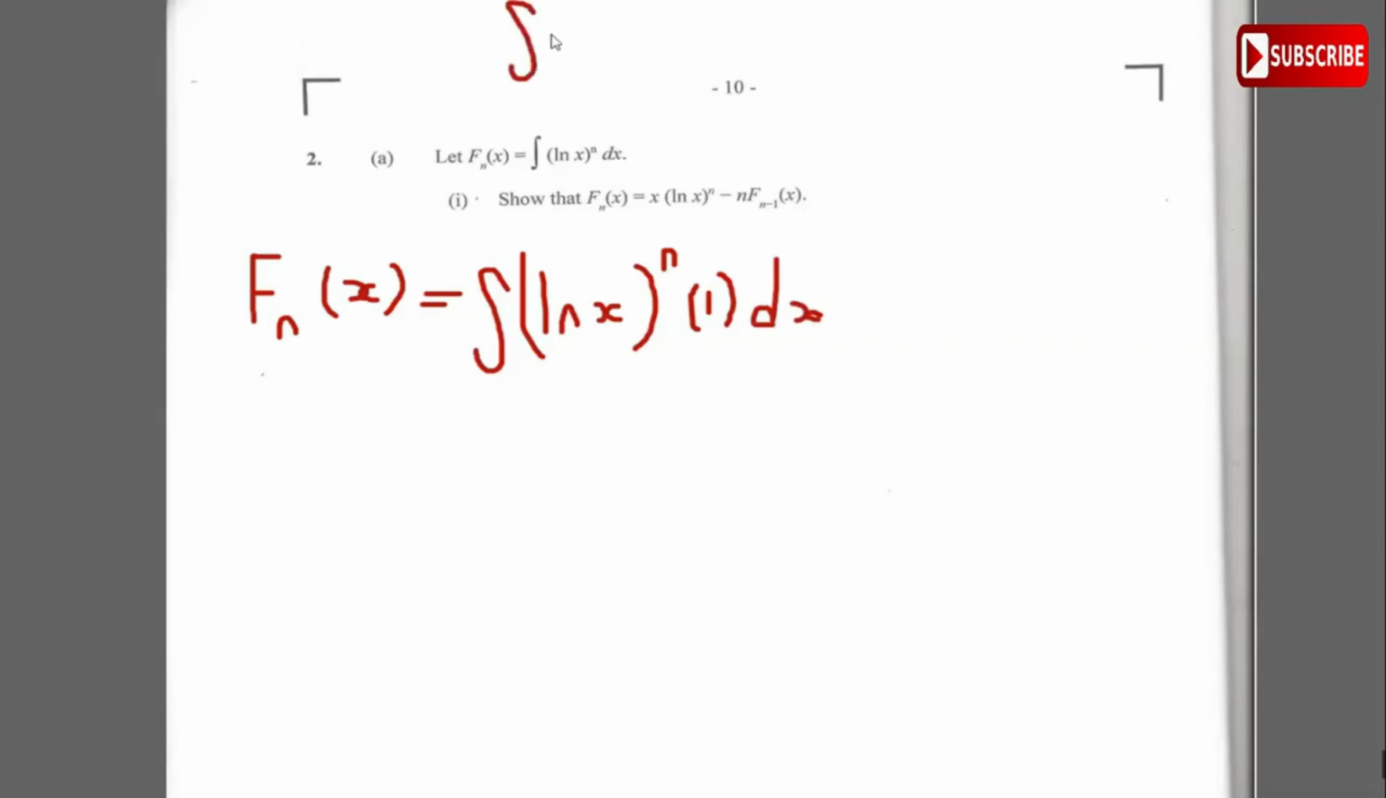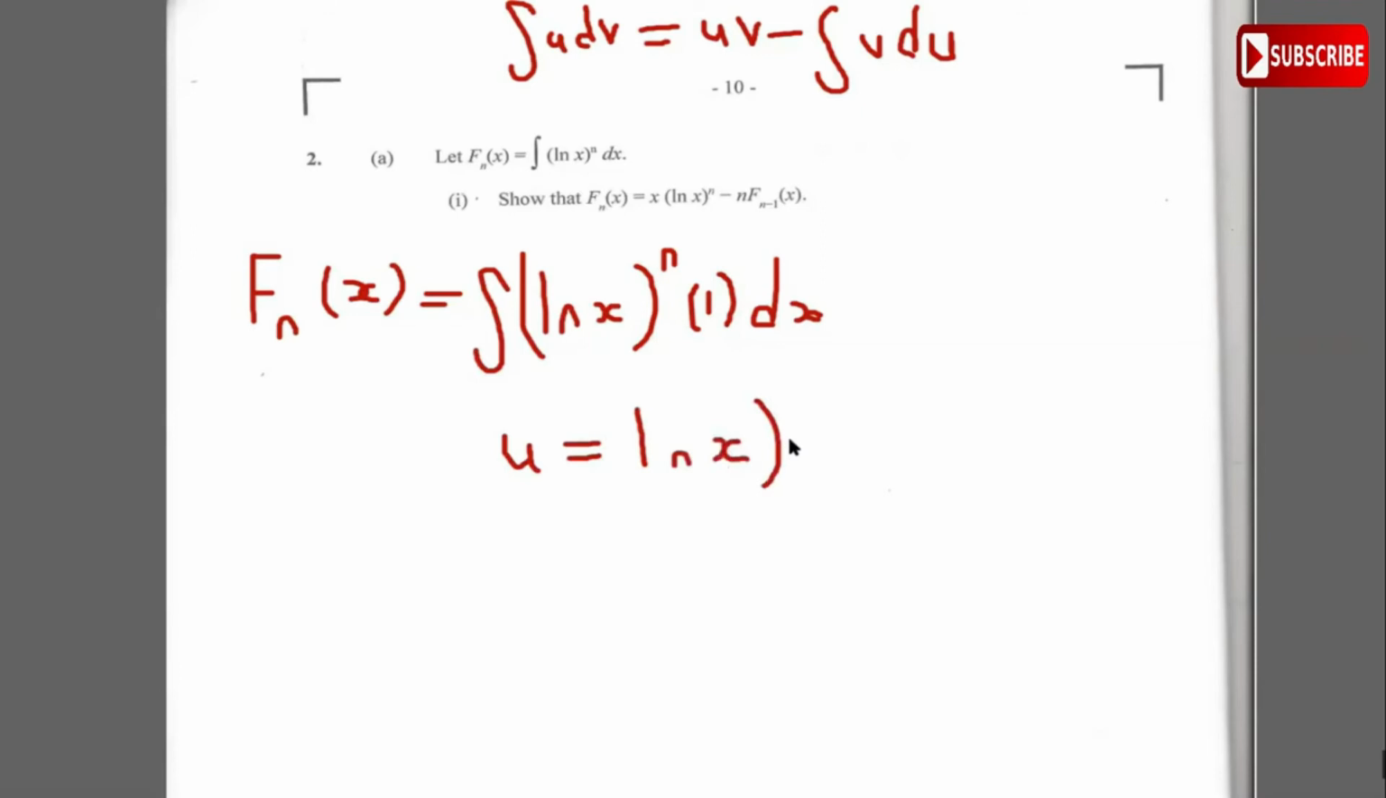And by parts tells us that the integral of u dv is equal to uv minus the integral of v du. Yes, we have to remember that. So applying this, we call u = (ln x)^n. So u is equal to ln x raised to the nth power.